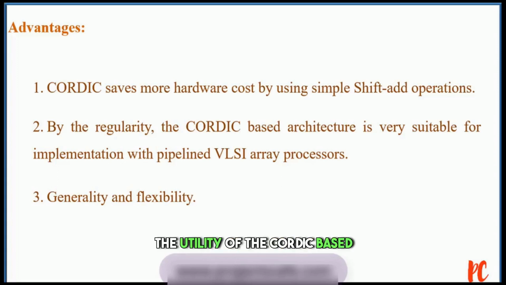The utility of the CORDIC based architecture lies in its generality and flexibility. It can be used for various biomedical applications, especially in FPGA implementations. It can even be used in neural networks. One of the better applications of the CORDIC algorithm is the polar to rectangular transformation.